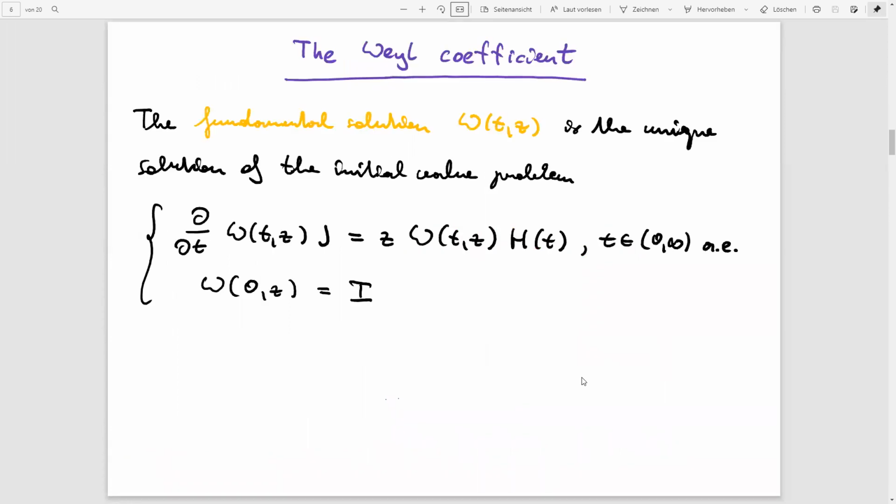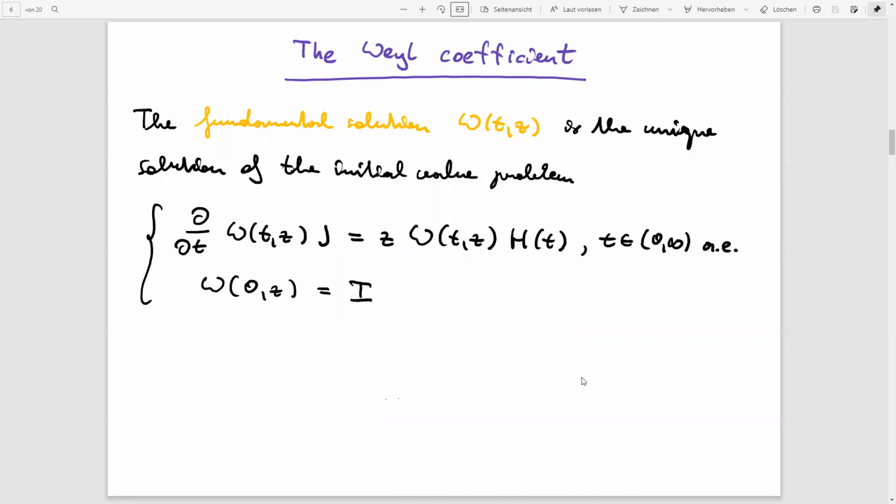A very important construction in this respect is the construction of the Weyl coefficient. This was done by Hermann Weyl in, I think, 1910 or something, for Sturm-Liouville equations. So how does this construction work? This is a really beautiful construction.